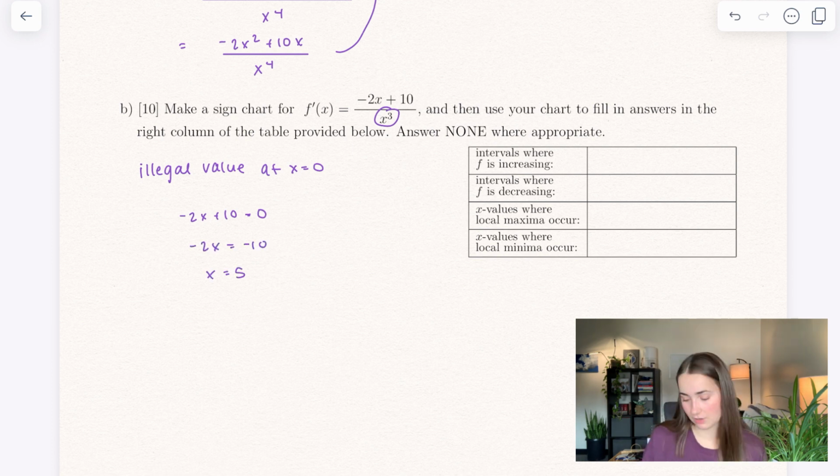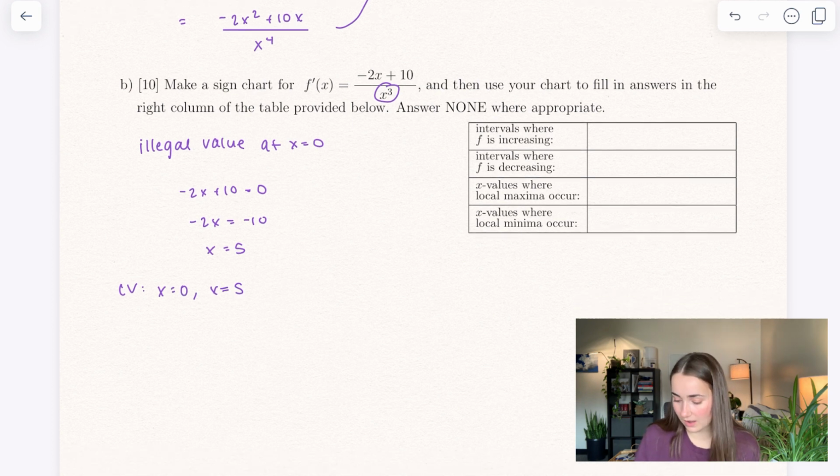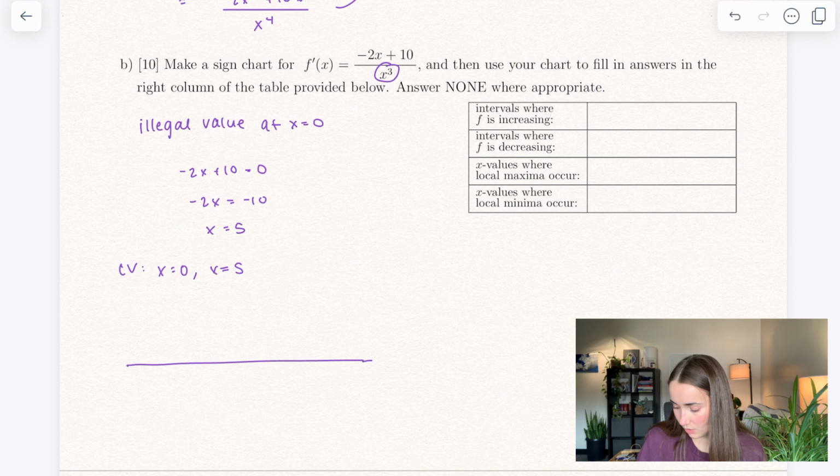So here we got another critical value. So this tells us we have two critical values at x equals 0 and at x equals 5. So now we're going to go ahead and set up the sign chart. So here I'm going to draw it out. We fill in our critical value. So we have one at 0, we have one at 5.